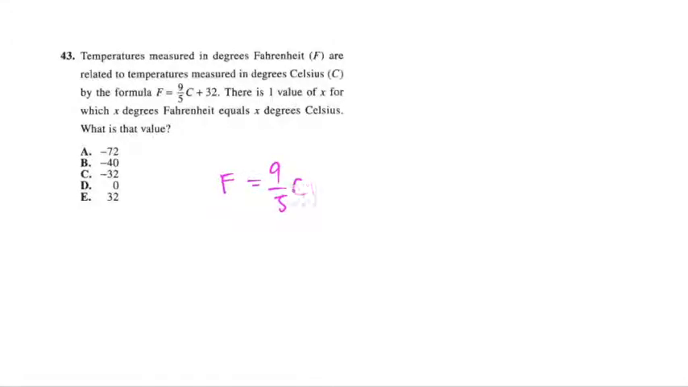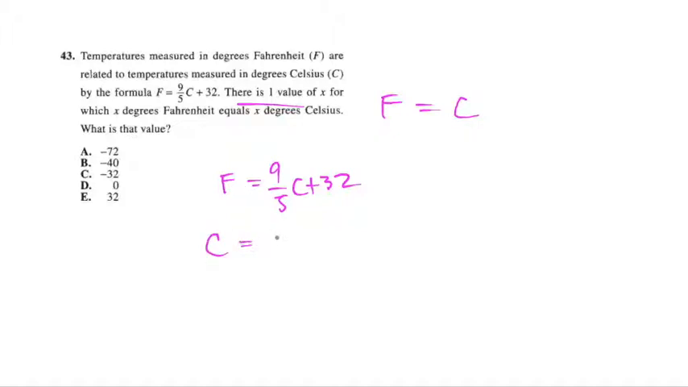F equals 9/5 C plus 32. And here it says that there's one value of x for which x degrees Fahrenheit equals x degrees Celsius. That just means that there's 1 degree in Fahrenheit that's going to equal the same degrees in Celsius. What is that value? Here we have two equations, two variables. We can substitute either the C into the F, or we can substitute the F into the C. It really doesn't matter. I'm going to substitute the C into this F.